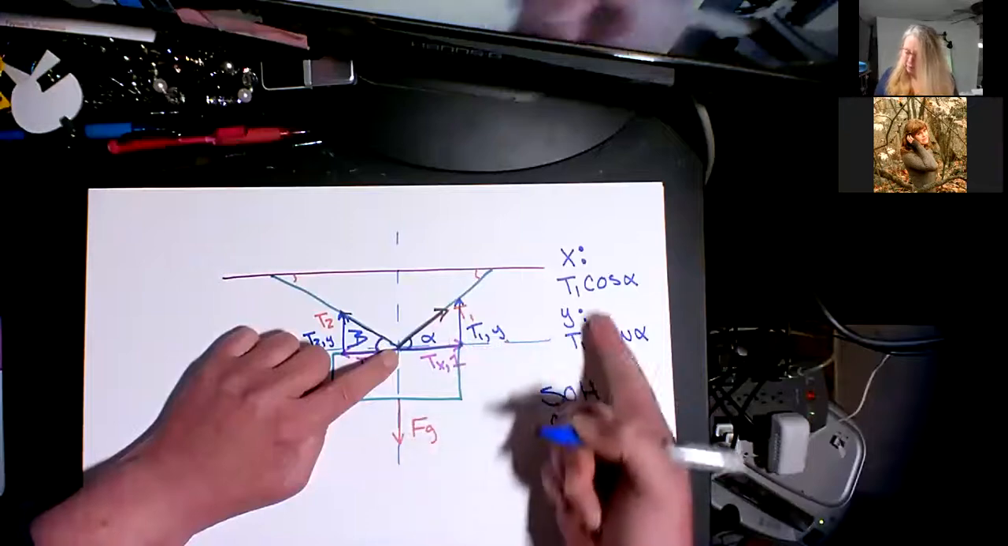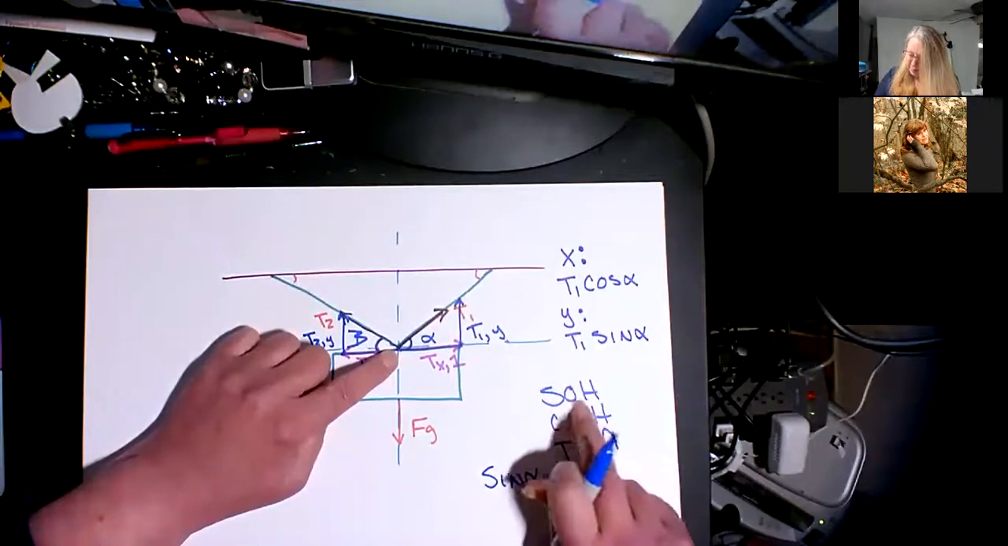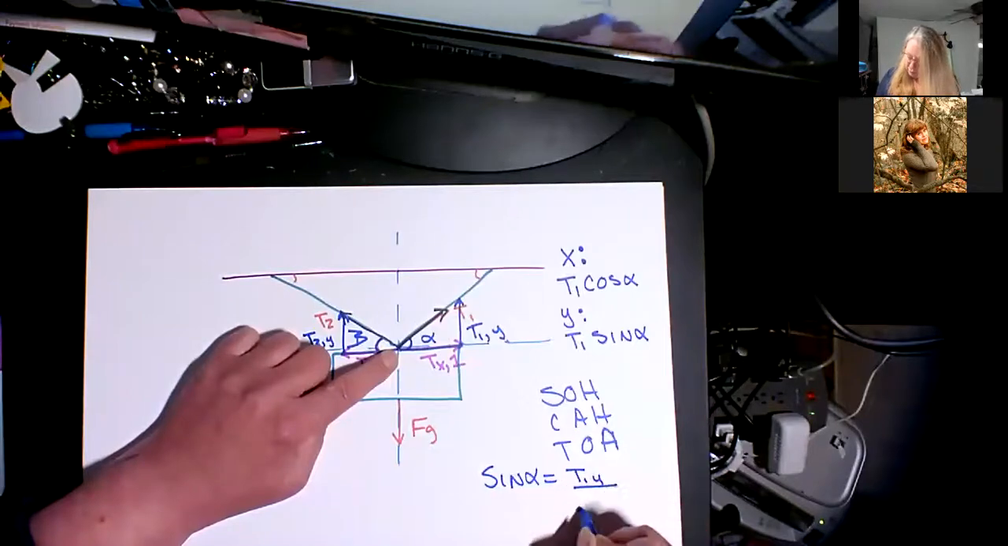Another way to do that, what I'm doing in my head is I'm saying SOH CAH TOA, so sine of alpha equals opposite over hypotenuse. So opposite would be tension 1 in the y over hypotenuse, which is just tension 1. So tension 1 times sine of alpha gives me that tension piece in the y.